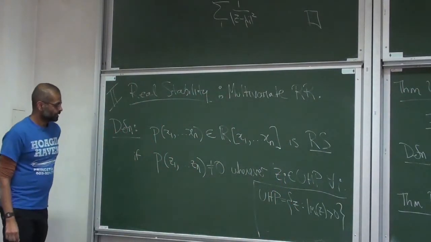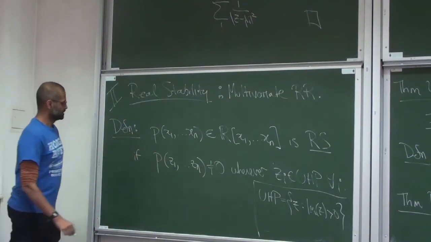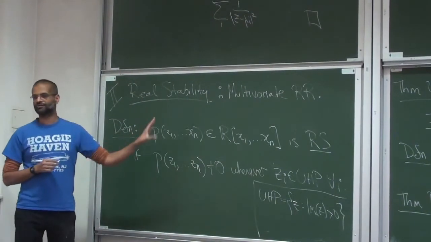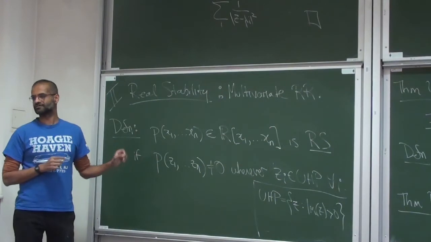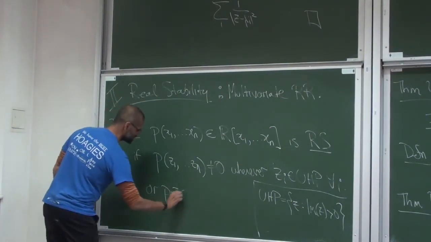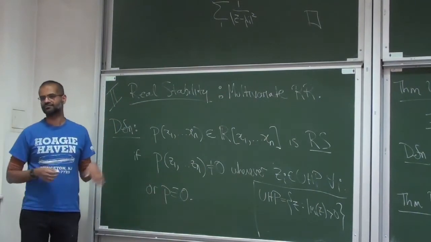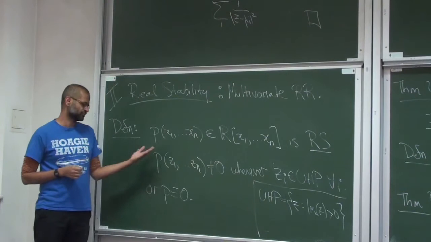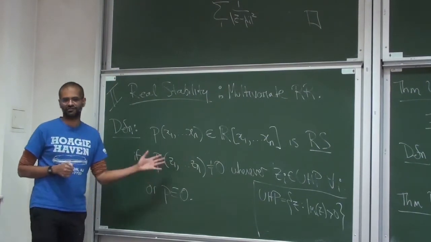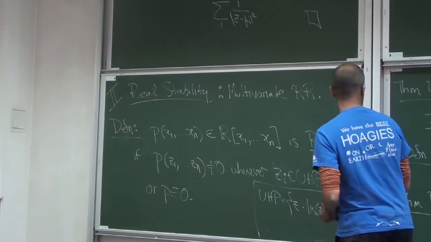Okay. That's the definition of real stability. It looks a little weird, but I'll show you a bunch of examples and you'll see that it's actually quite nice in a moment. And I have to add one more case: or it's identically zero. It's convenient to assume the zero polynomial is real stable. You can also not do this, but then you have to keep writing it. Okay, so that's the definition of real stable.